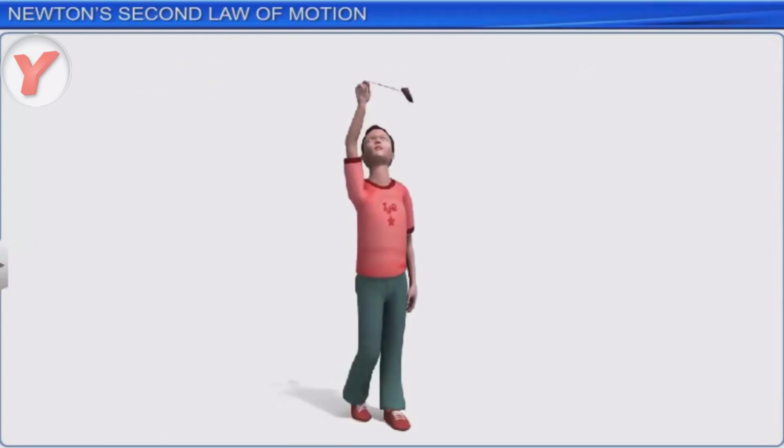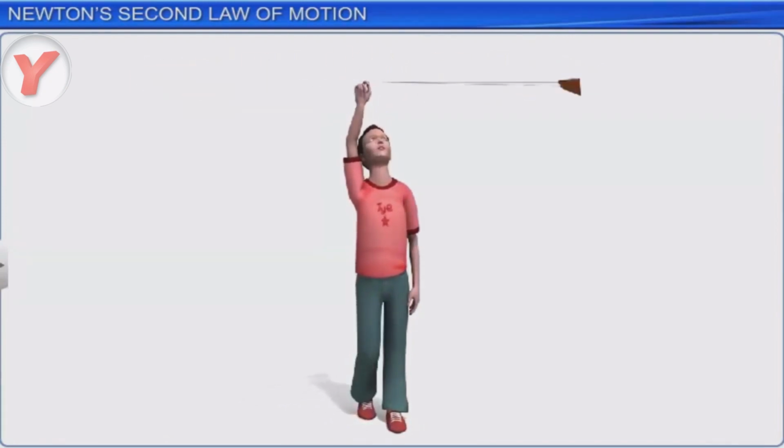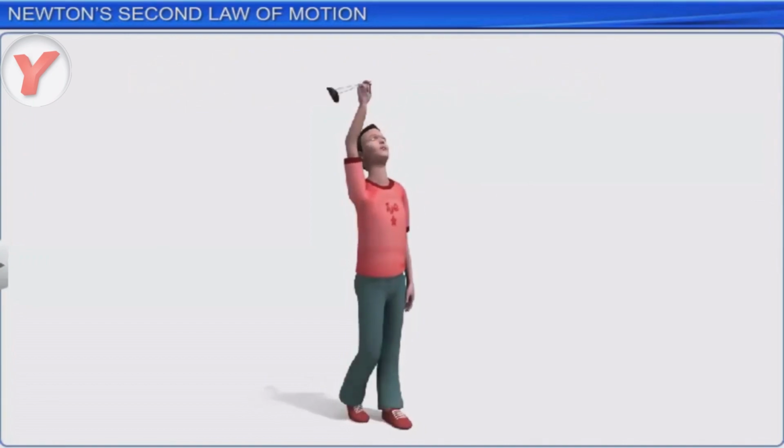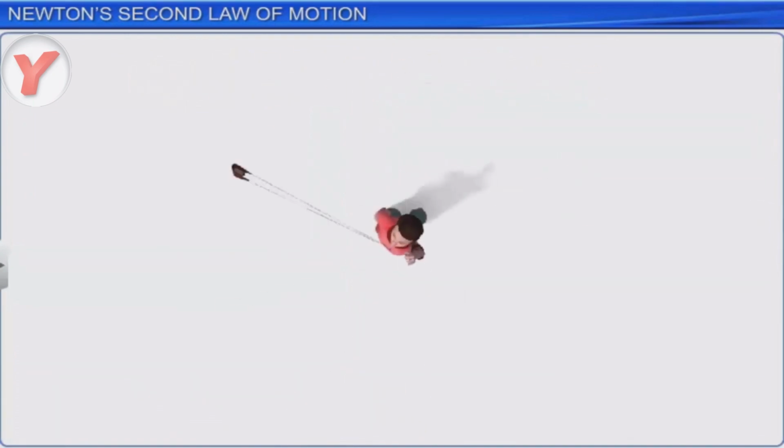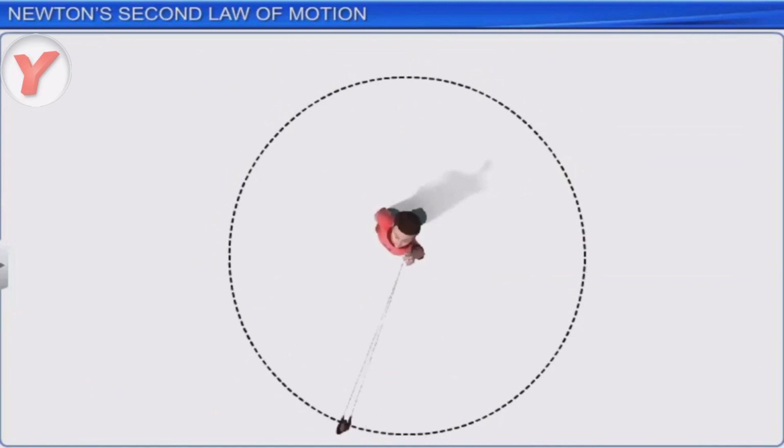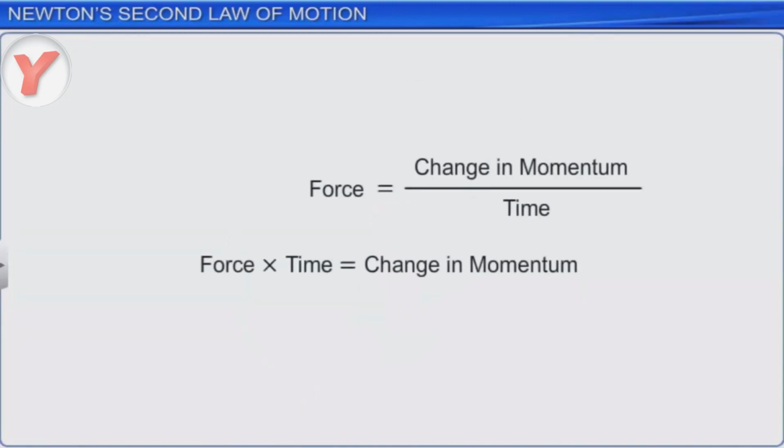Consider a sling being whirled such that the stone and the thread rotate in a horizontal plane with uniform angular velocity. The magnitude of the linear velocity of the stone remains constant, but its direction changes continuously. To sustain this kind of motion, we have to continuously apply a pulling force on the thread. From these examples, we have understood that a force has to be applied on a body for some length of time, during which a change in momentum is taking place.